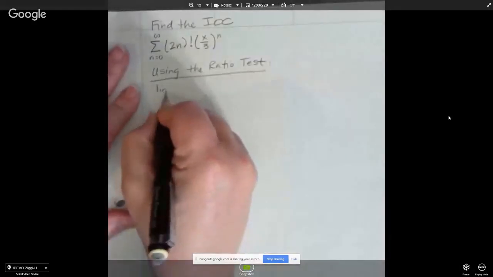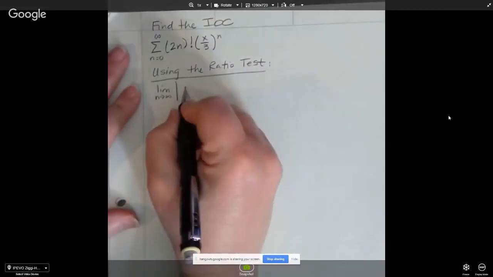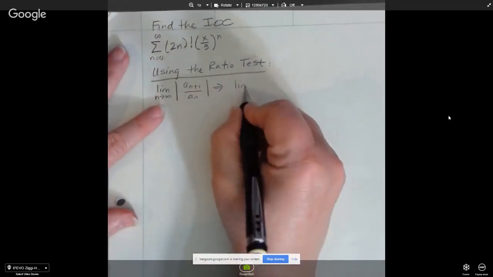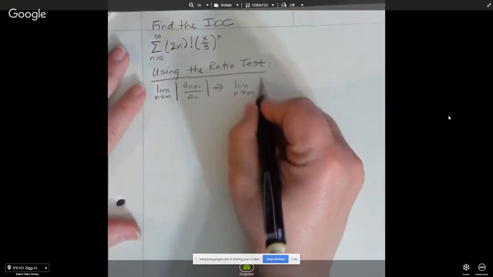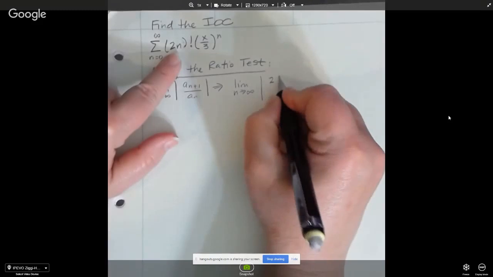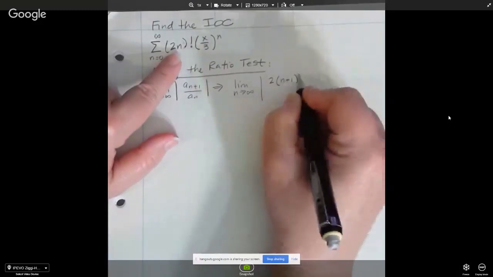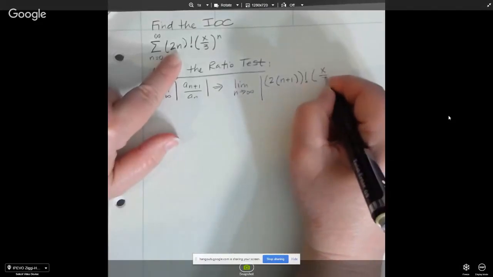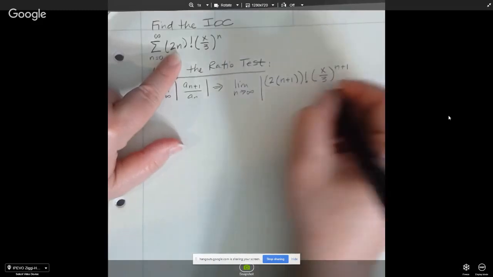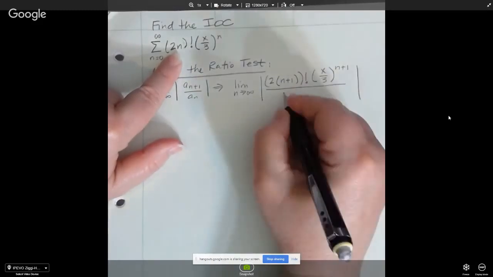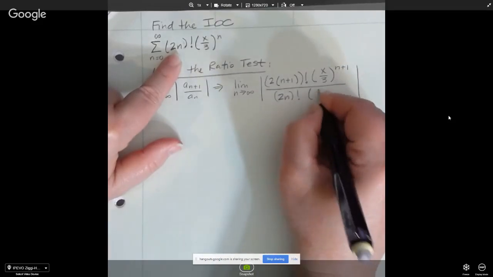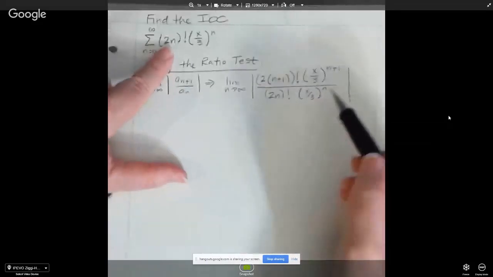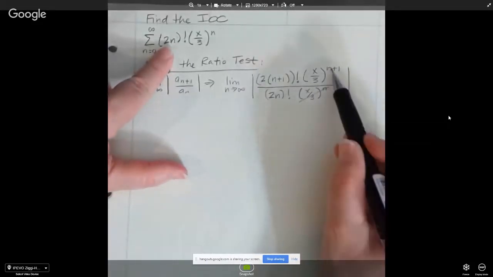That's going to be the limit as n goes to infinity of the absolute value of a sub n plus 1 over a sub n. So let's do that. The limit as n goes to infinity of the absolute value of 2 times (n plus 1) factorial times (x over 3) to the n plus 1, over 2n factorial times (x over 3) to the n. Right away, I hope you see that the (x over 3) to the n cancels with the n plus 1 up here.